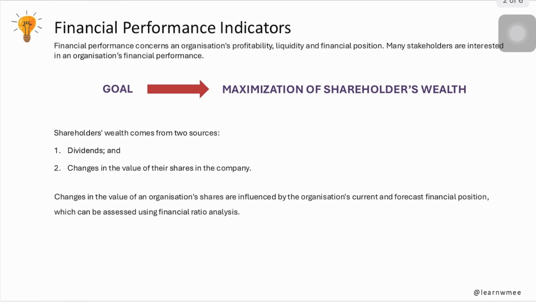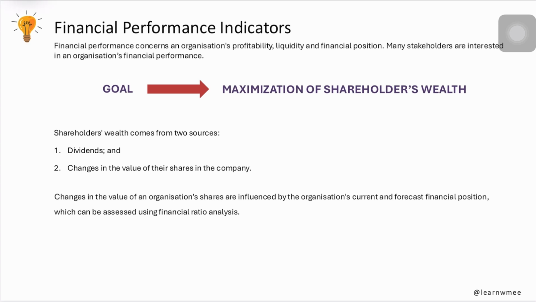So what are financial performance indicators? Financial performance indicators concern an organization's profitability, liquidity, and financial position. Many stakeholders are interested in organizations' financial performance. So usually, whenever you come across an exam like this, the goal will be maximization of shareholders' wealth. Whether the shareholder is being satisfied or not is something that you will analyze by assessing the financial indicators that will be given to you in the question.